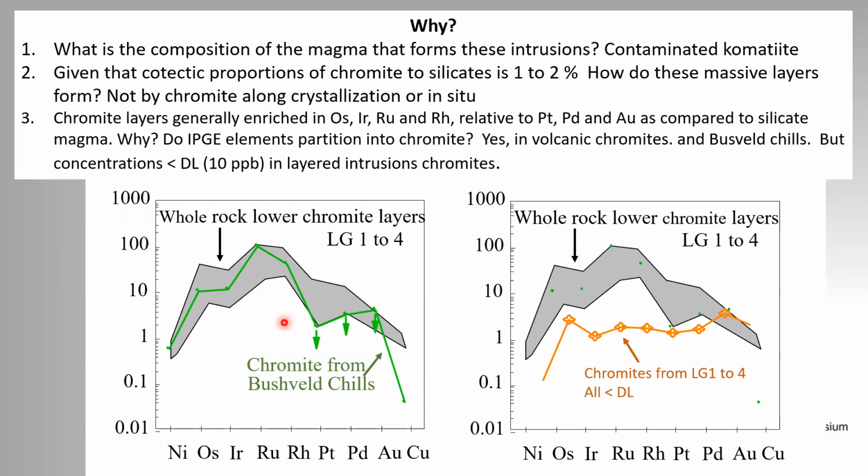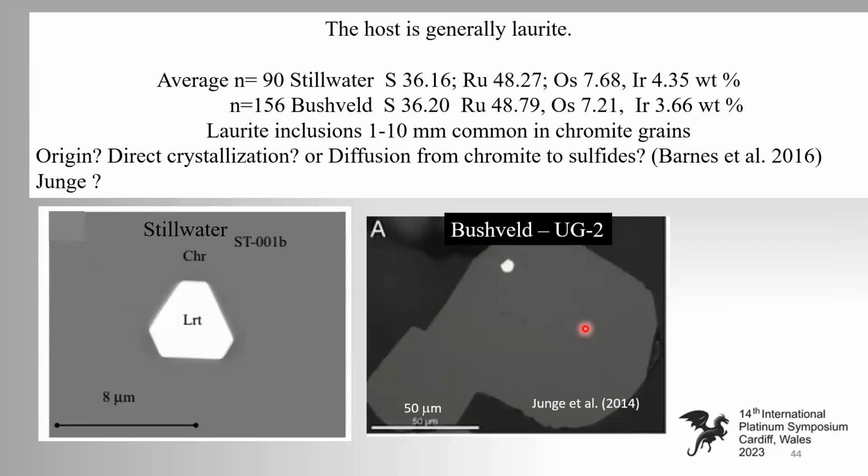Okay, so we're back to PGEs. Why were we doing this in the first place? We wanted to know about PGEs. Now, if you look at the lower critical zone and the chromites from the Bushveld chills, the chromites would match. But when we analyze the LG1 and LG4 chromites, they don't contain any PGEs. It's basically at the detection limit. So although volcanic chromites contain IPGEs, most of the time the layered intrusions do not. That's because it's usually in laurite or some PGM, which Marta is going to tell you about in a minute.